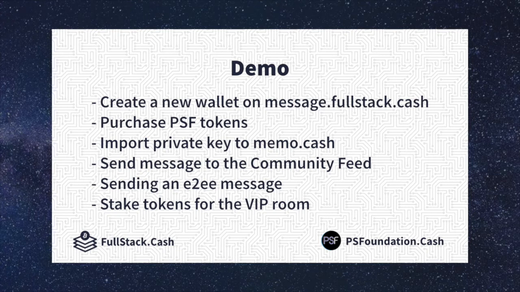And then I'll also show how to use message.fullstack.cache to send an end-to-end encrypted message to any Bitcoin Cash address. This is of particular interest right now because a lot of the governments around the world are trying to ban end-to-end encryption. This is a way to do it that cannot be blocked, stopped, or manipulated by any government. So if you want to know how valuable this technology is and why the governments are trying so hard to prevent you from being able to communicate to any other person on Earth, this is of particular interest.